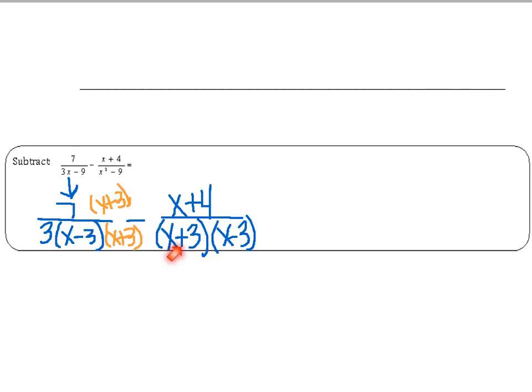Okay, this one's got x plus 3 and x minus 3, but it's missing this 3. So I need to multiply the top and bottom of this one by 3. So I found what each one is missing.